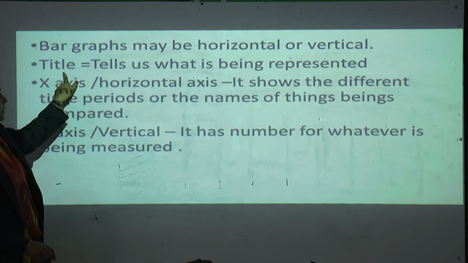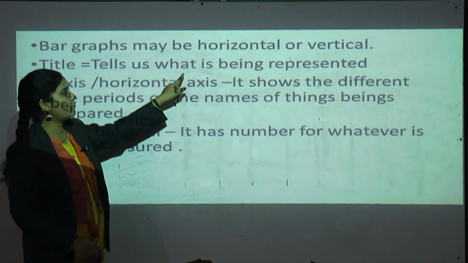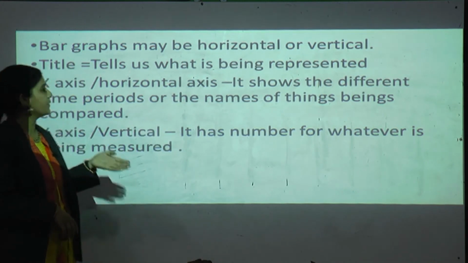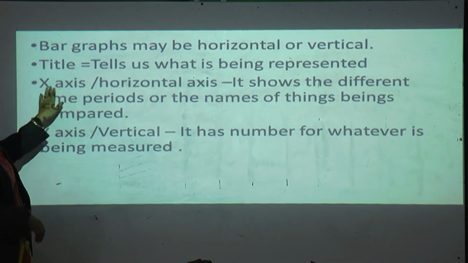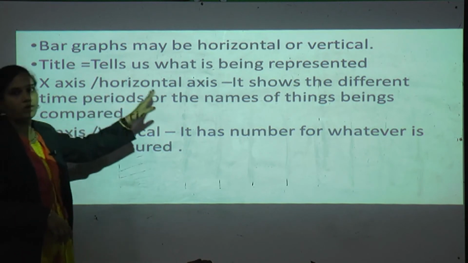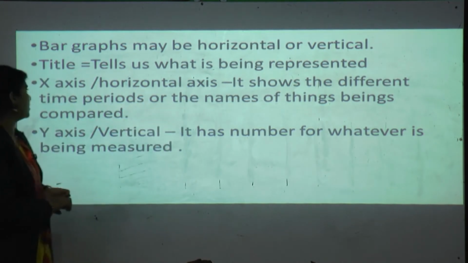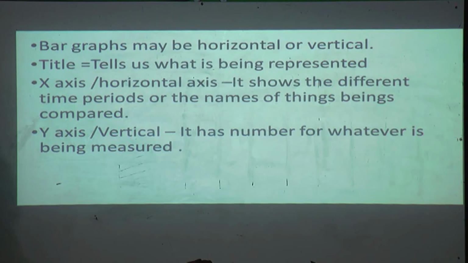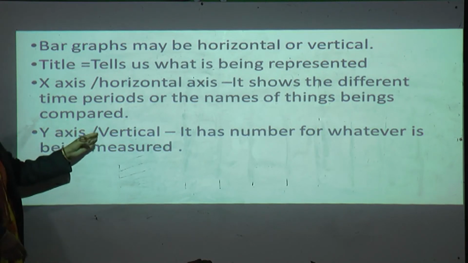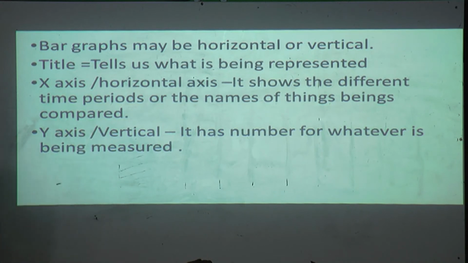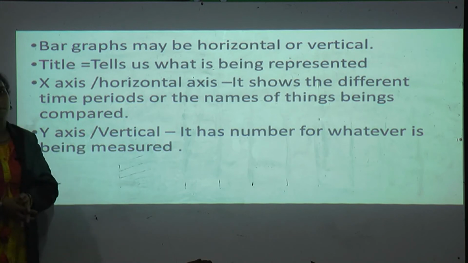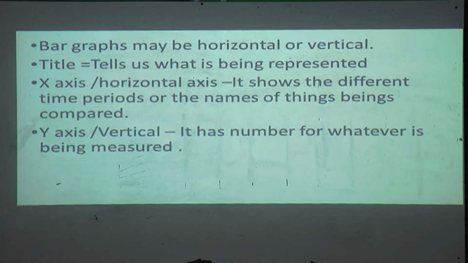So title. The title tells us what is being represented. It is very important. And the x-axis or horizontal axis shows the different time periods or the names of things being compared. Now the y-axis or vertical axis has numbers for whatever is being measured. Okay, so we'll see the example, page number 69.